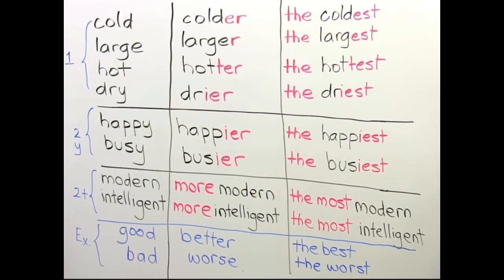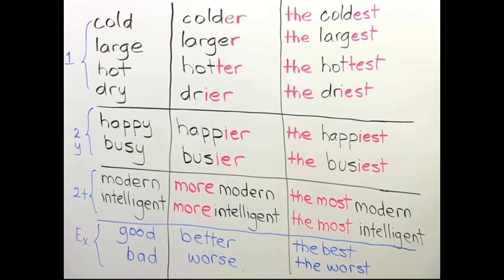What this chart shows you is that the point that matters is the adjective itself. How many syllables is it divided into? Now, what's a syllable? It's how many parts, in terms of pronunciation, the word is divided into. And I'll explain to you right now.